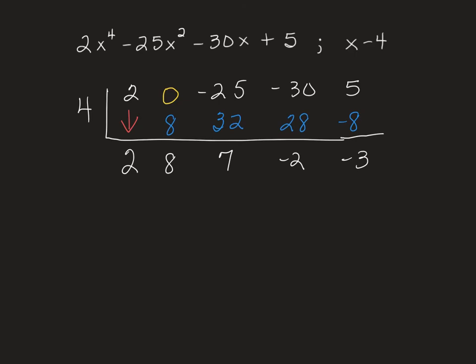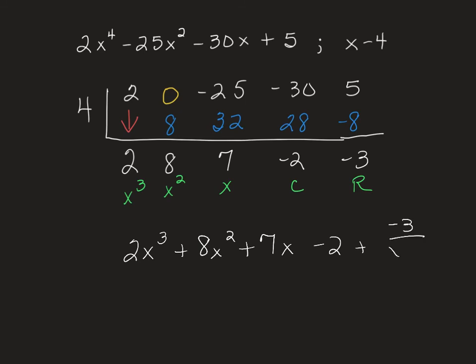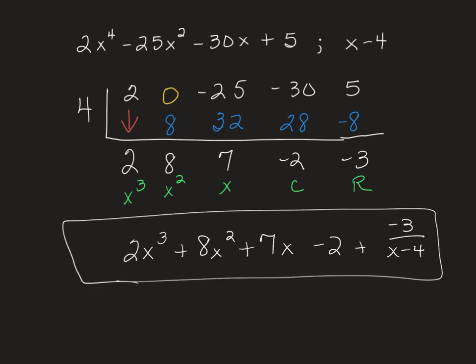And at this point, the same process is going to happen. It's going to be my remainder, my constant, x squared, x cubed. And even though I skipped an exponent up here, I will not skip it down here. Okay, these always run in order, in the same order, right to left. So my answer is going to be 2x cubed plus 8x squared plus 7x minus 2 plus, and we can just write it as a -3 over x minus 4. That's fine. Nothing needs to be cleaned up. There's your answer.